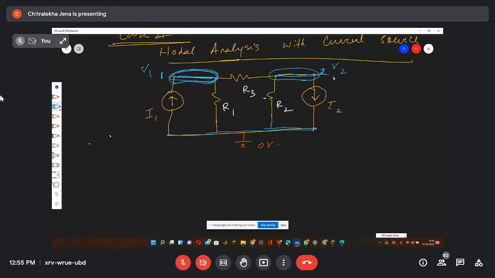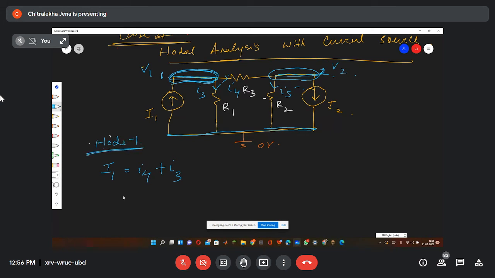Okay. So same thing here. You arbitrarily take the direction of the current, use Kirchhoff's current law and find out. You take I1, I2, this as I3, this one as I4, this one as I5. So what will be the equation here? Kirchhoff's current law: I1 will be equal to how much? I4 plus I3. Yes or no? For node 1, this is your equation.